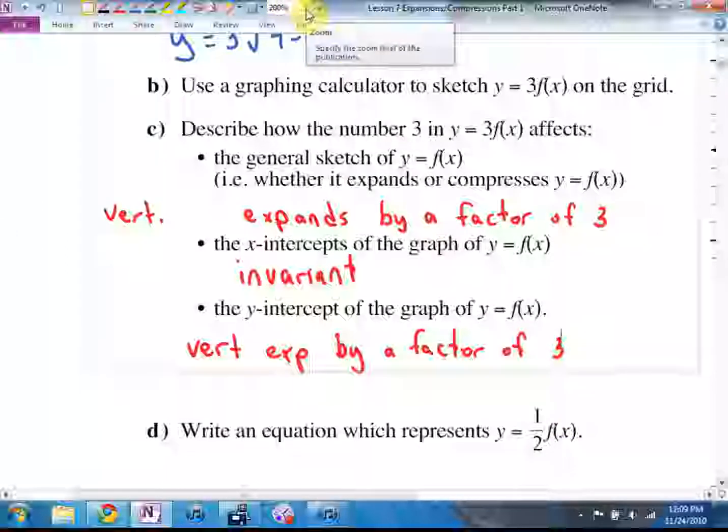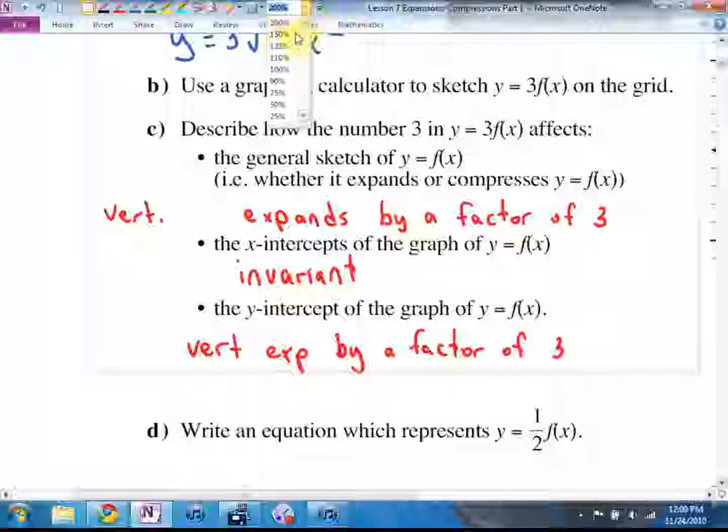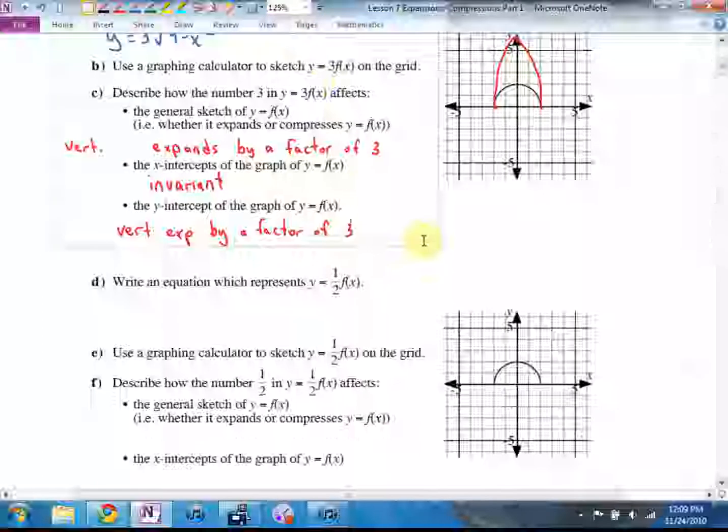Did I want you to write? You could if you wanted to. I probably won't ask a specific question just like this. You'll get a better feel for this when you start working on the big review package. You'll see what kind of multiple choice questions you're going to see.